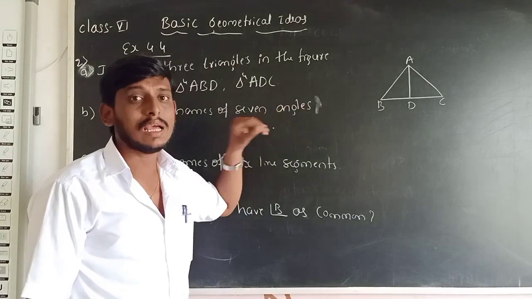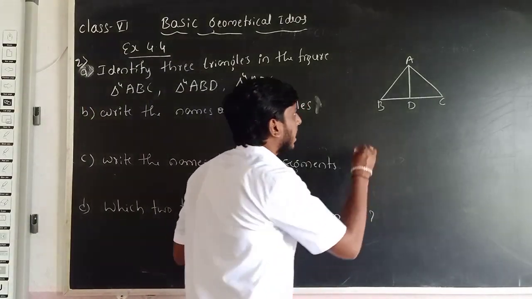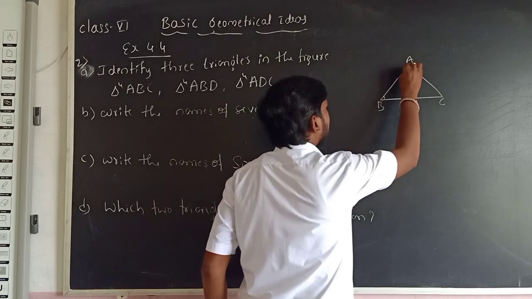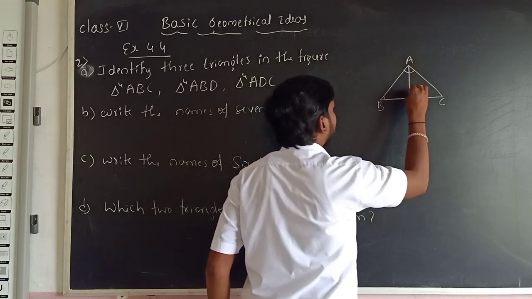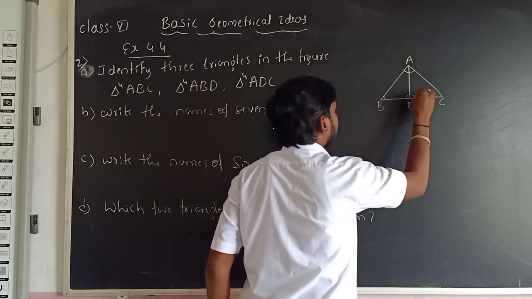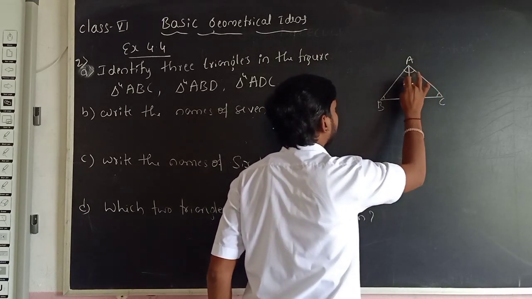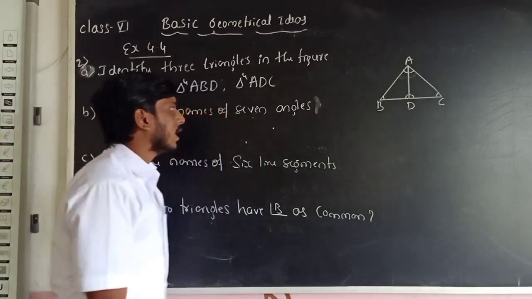How many angles do they need? Seven angles. So I will just write here. This is the first angle. Then the second angle, third angle, fourth angle, fifth angle, sixth angle, and this whole angle becomes one more angle. Okay. One by one I will write.